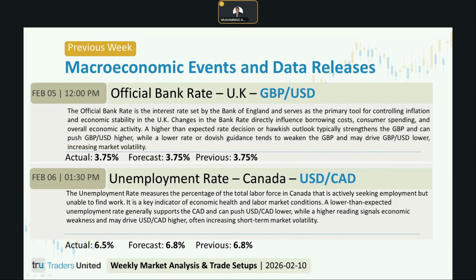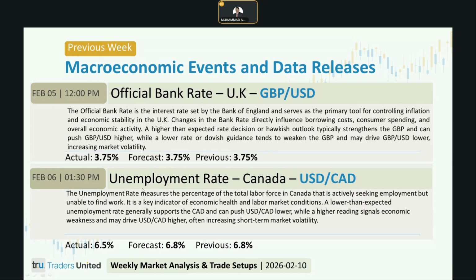The final key takeaway is that rates were held at 3.75% as expected. GBPUSD moved lower due to neutral to dovish guidance. Forex traders should focus less on the rate itself and more on future policy signals, as sentiment and expectations continue to drive directional moves in the British pound.